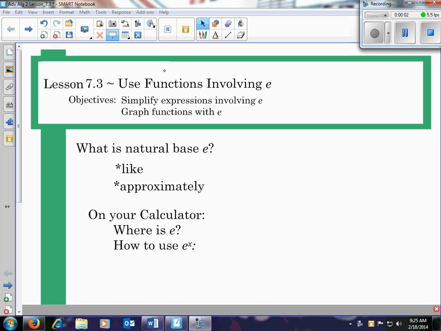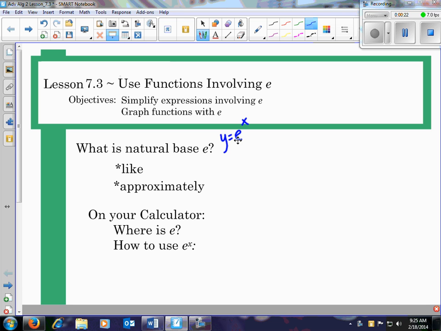Alright guys, this is section 7.3, using functions involving e. Now, we're going to simplify expressions involving e and graph functions with e. And the first question is, what is natural base e? It's going to be an equation that looks something like y equals e to the x. This e is an irrational number.